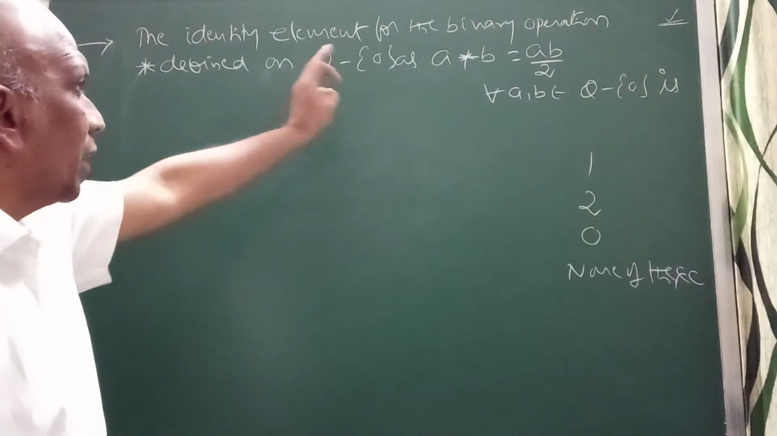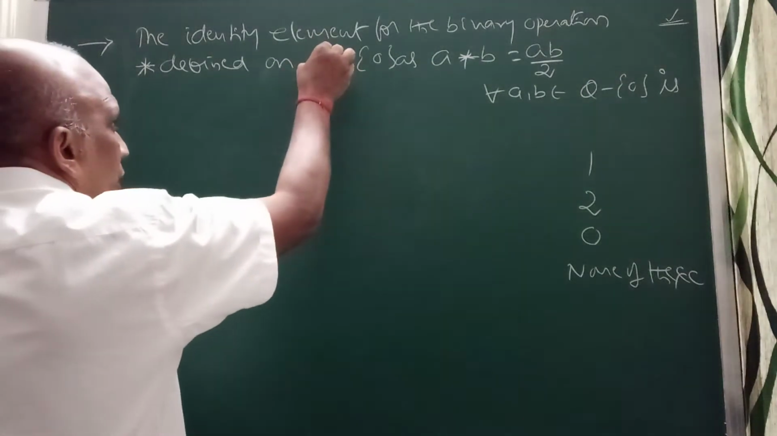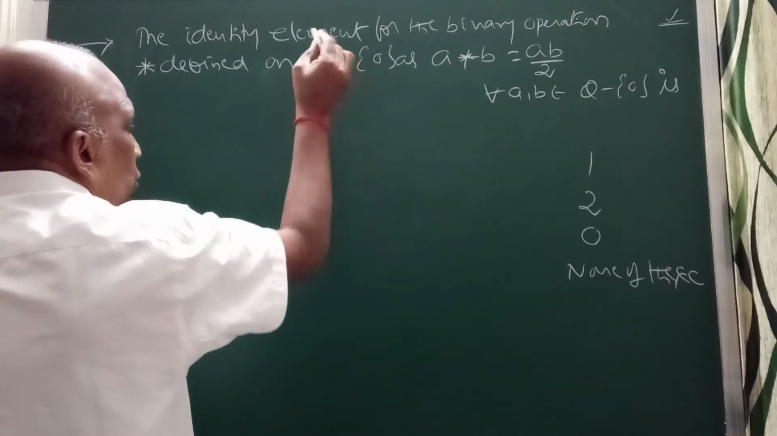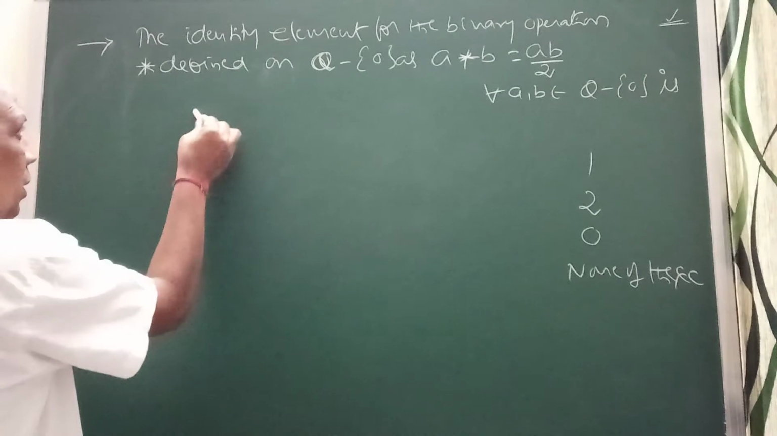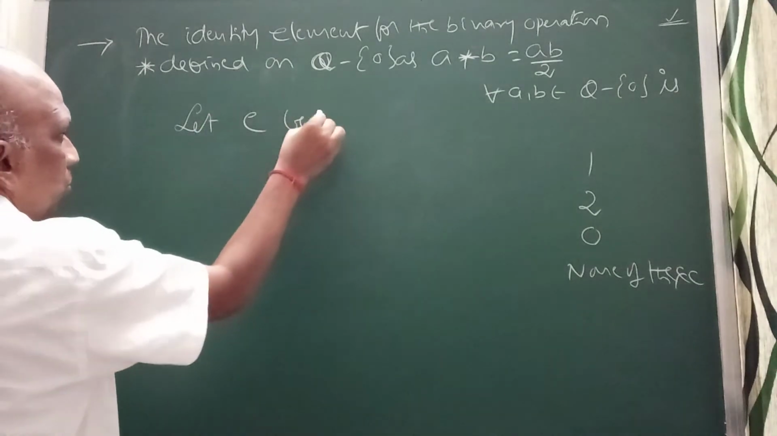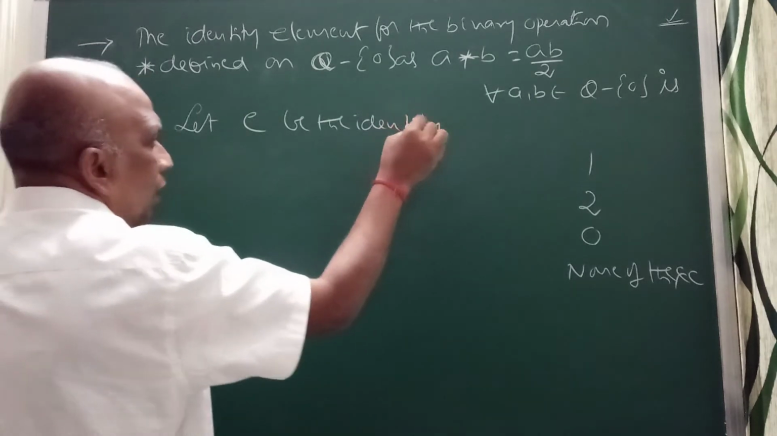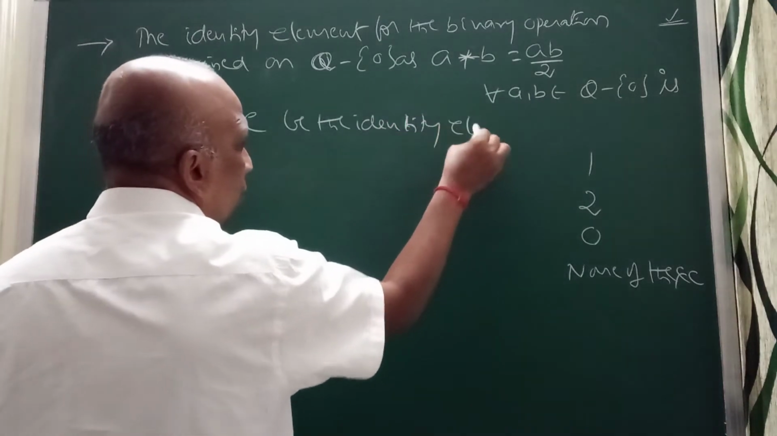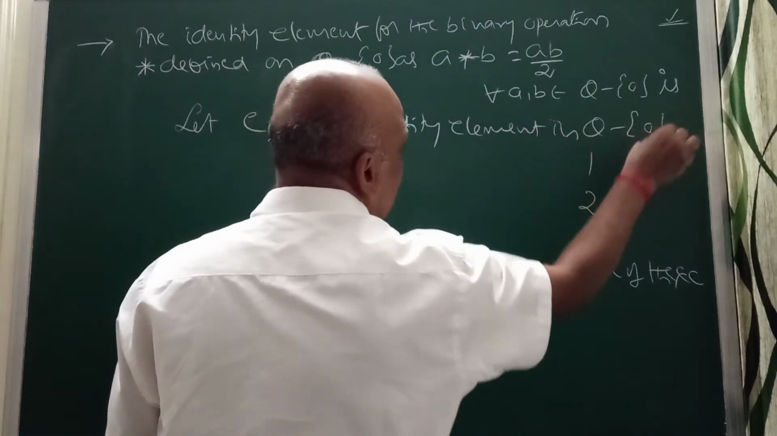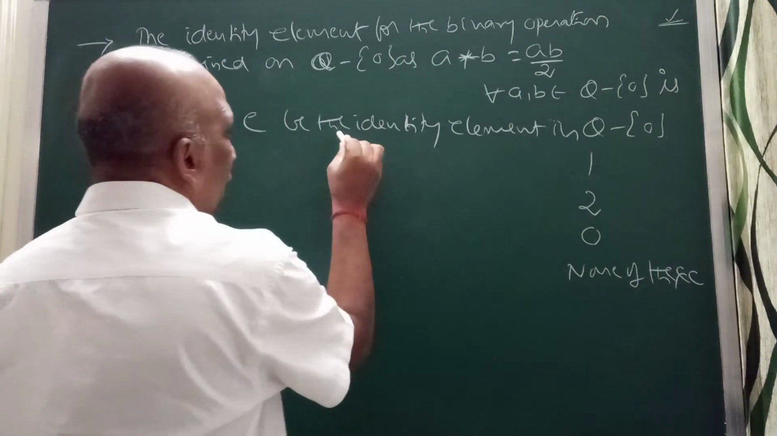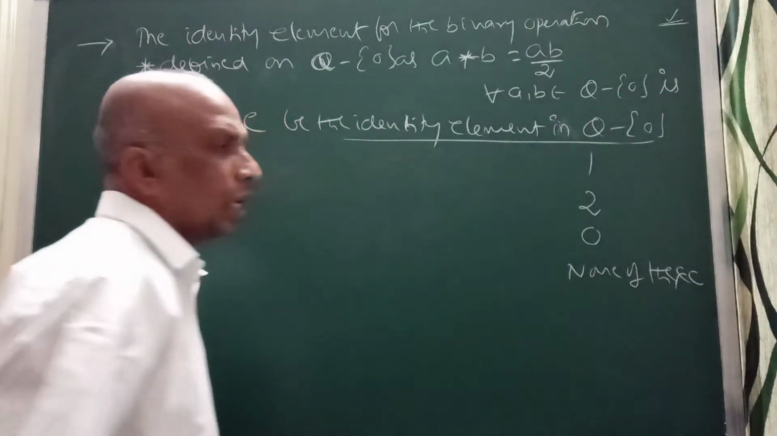Here you should find the identity element. They defined Q minus singleton 0, the set of rational numbers except 0. Let E be the identity element in Q minus singleton 0.